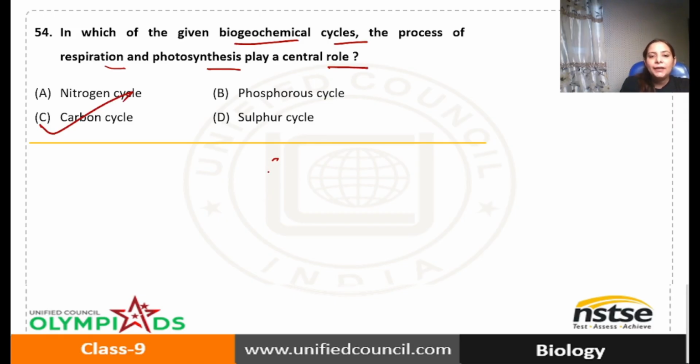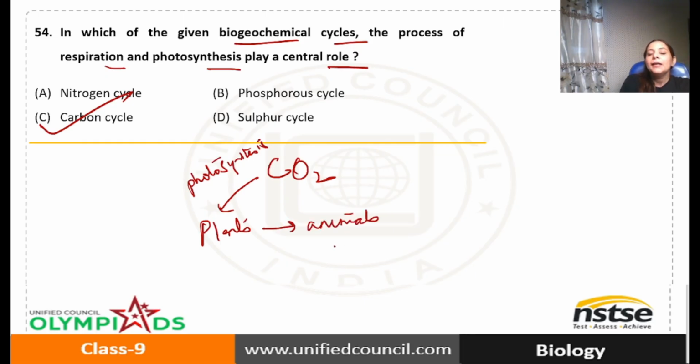Because we know that carbon is present in the atmosphere in the form of carbon dioxide, and carbon dioxide is taken by plants for photosynthesis, that is the process of making their own food, and plants are eaten by animals. And when animals respire, they give out CO2. And as a result of photosynthesis, plants give out O2. And this O2 is used by the animals for respiration.